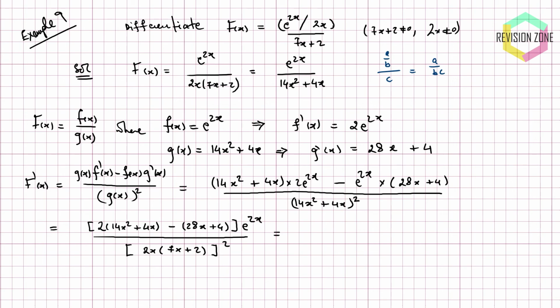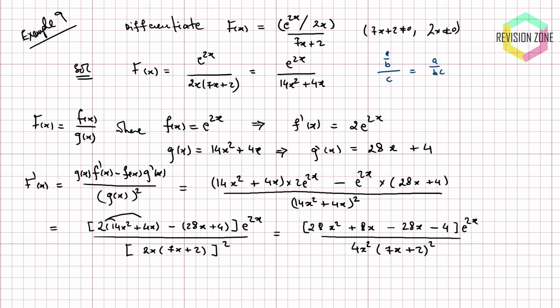So let's expand this bracket, and then we're going to get 28x squared plus 8x minus 28x minus 4, and obviously the e to the 2x is on the outside. And the denominator, let's expand that power so it applies to both that and the term in the bracket. So 2x squared all squared is going to give me 4x squared, and then the bracket is just going to be entirely squared by itself.